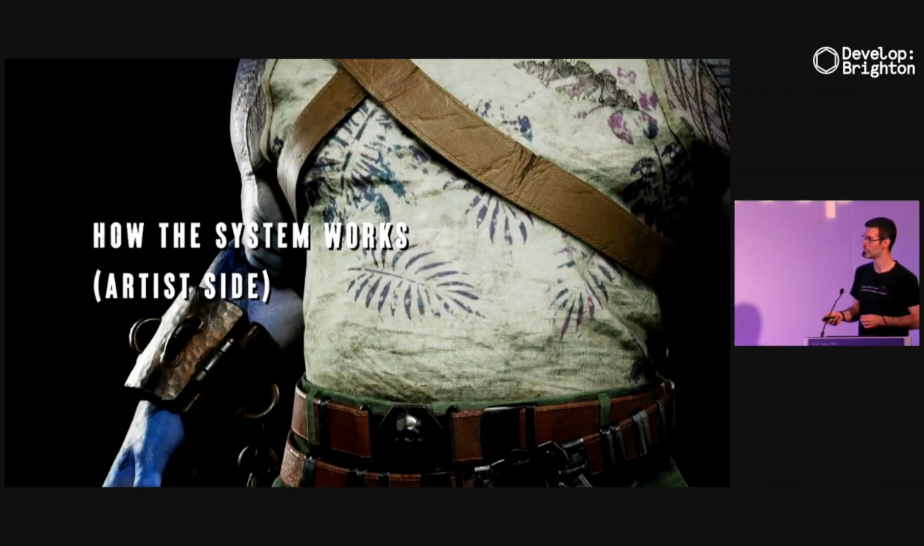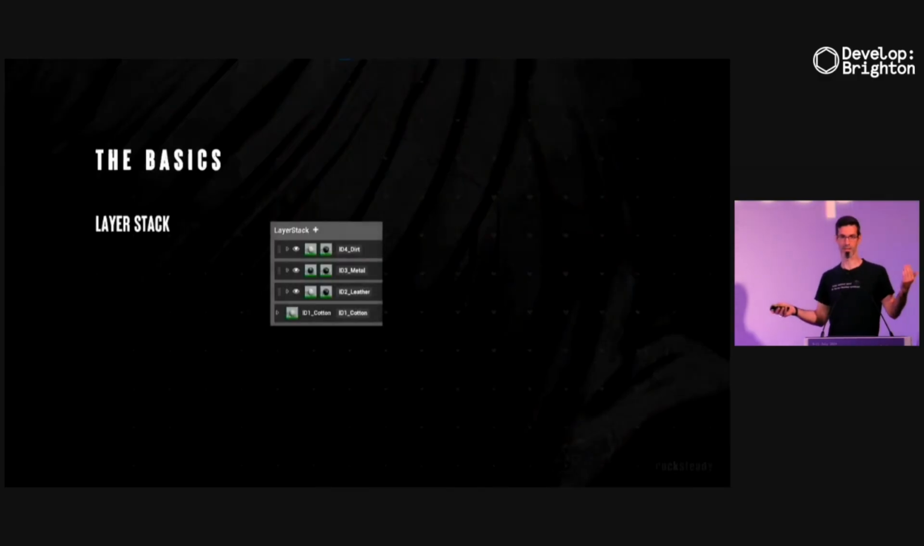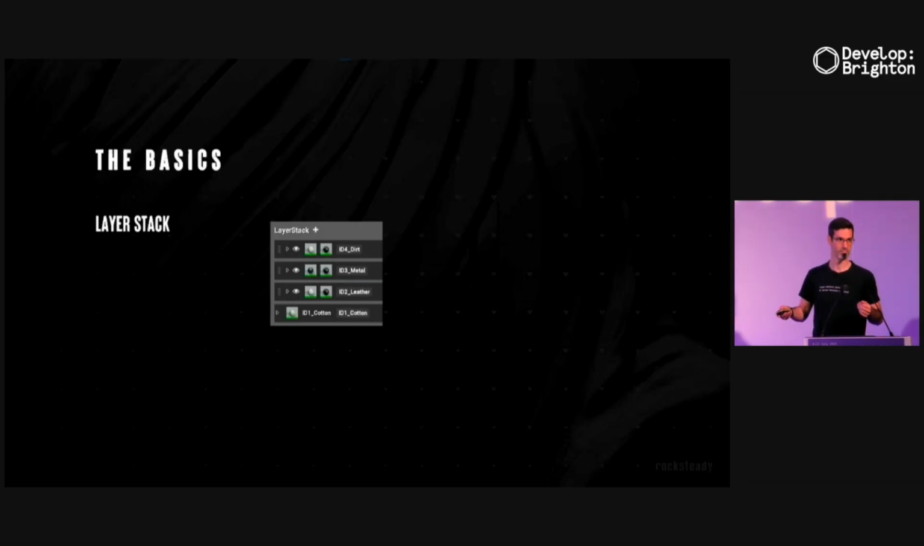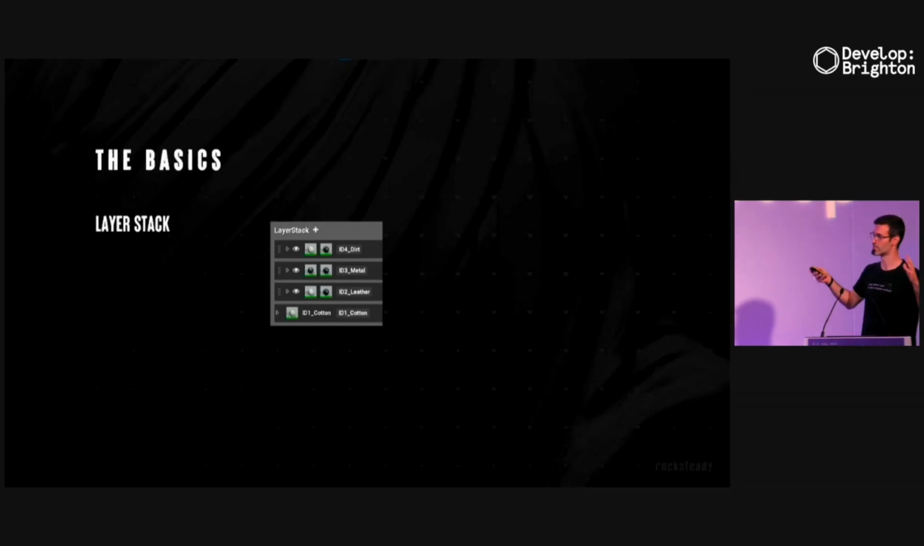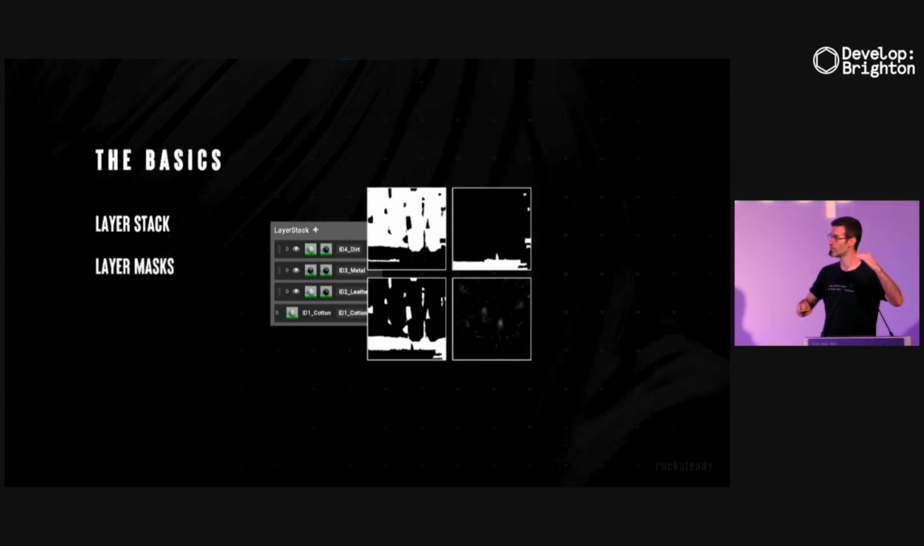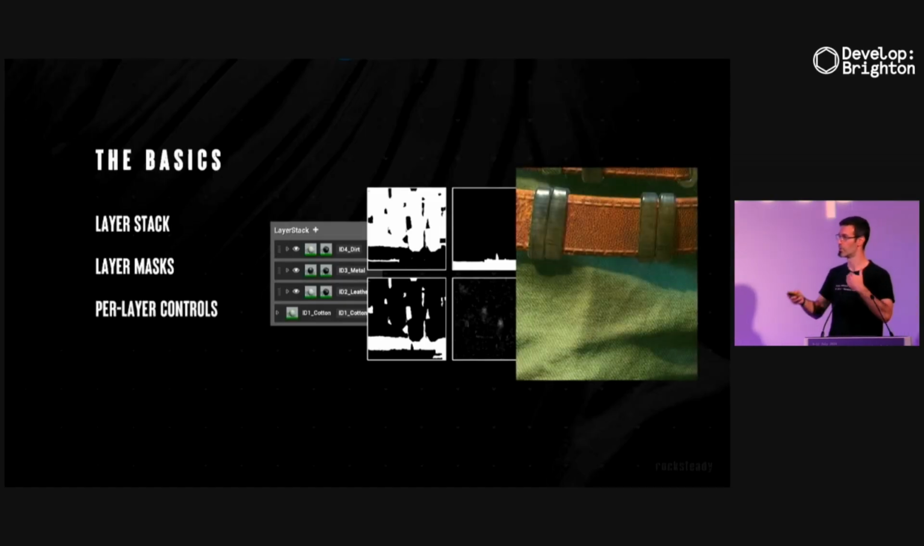Again, not going to be able to go on the technical side, unfortunately. But so anybody here, who here knows what material layering is? Okay, quite a few hands, that's good. For those who don't, basically the basics of material layering is you have a bunch of layers, each with its own material. You define a set of masks that you apply to those layers to tell the system where each of those materials is supposed to be applied. And then finally, you generally have some per layer controls to define things like color or surface detail, that kind of thing.